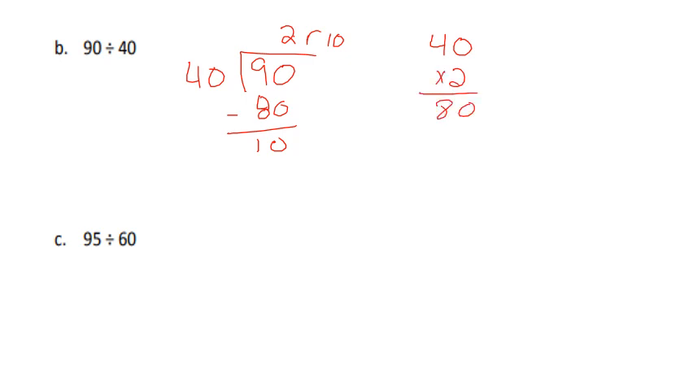Now to check these, we're always going to take our divisor times our quotient, which is 80, and we have to add in our remainder, which gives us 90, and we have what we started with.